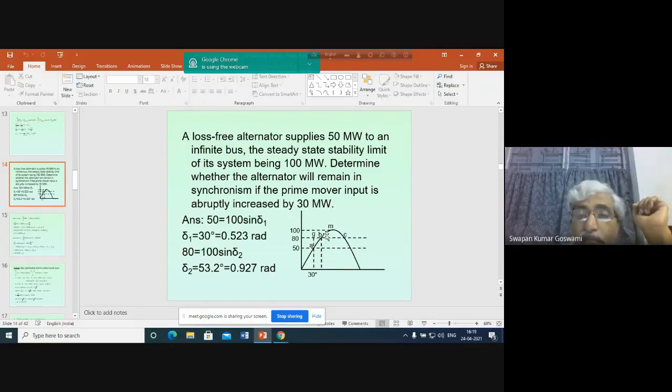As speed is above synchronous and delta increases here, you see that output now becomes more than input. So as output becomes more than input, now the generator decelerates, because it is delivering more power. Where will it get this power from? It will get it from its stored kinetic energy. That means speed will decrease, but it will decrease from the increased value.